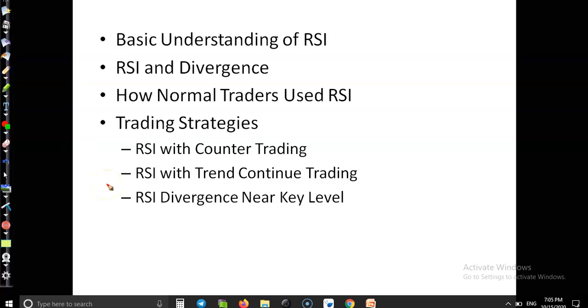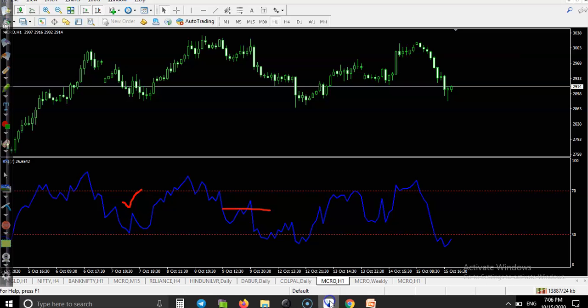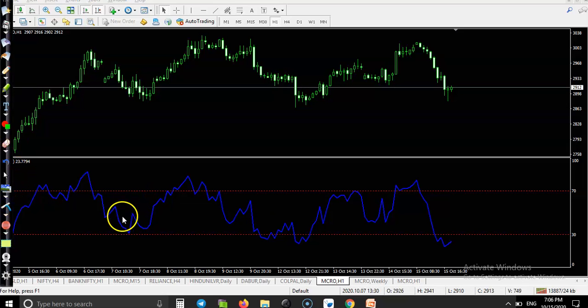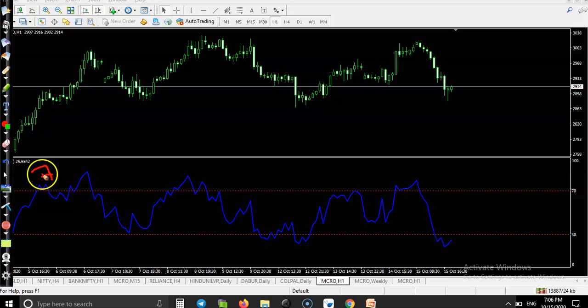Alright, the first trading strategy I'll show you is RSI divergence near a key level, because right now this is the perfect time. Here I'm using RSI with a 7 period, RSI 7, remember. Usually it comes as 14 by default, but I'm using 7. This is crude oil on the H1 chart and price is exactly near a key level. That is why I'm using this strategy.